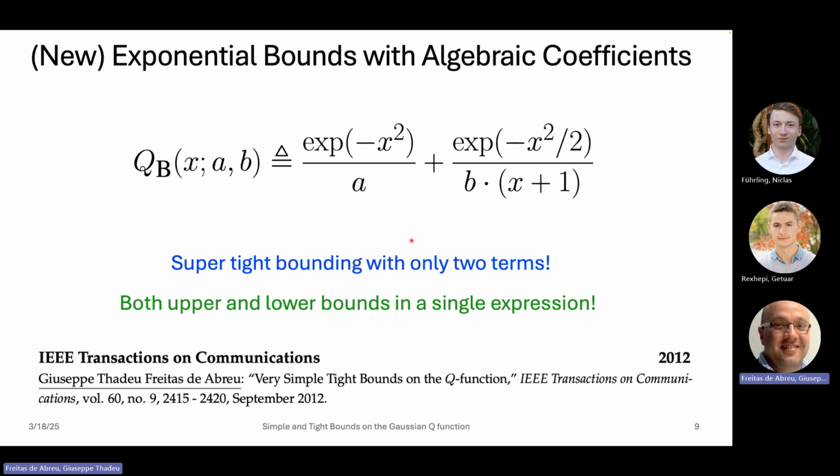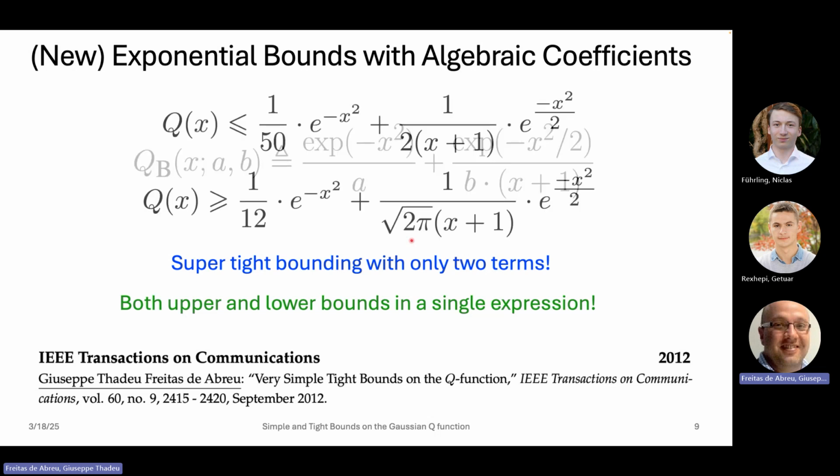Now, another nice bonus that we obtain from the work is that we can obtain not only upper bounds but also lower bounds in a single expression with the same shape by only using different values for A and B respectively. So here are the bounds in a nutshell. We are going to go through now and show you how you obtain these results.